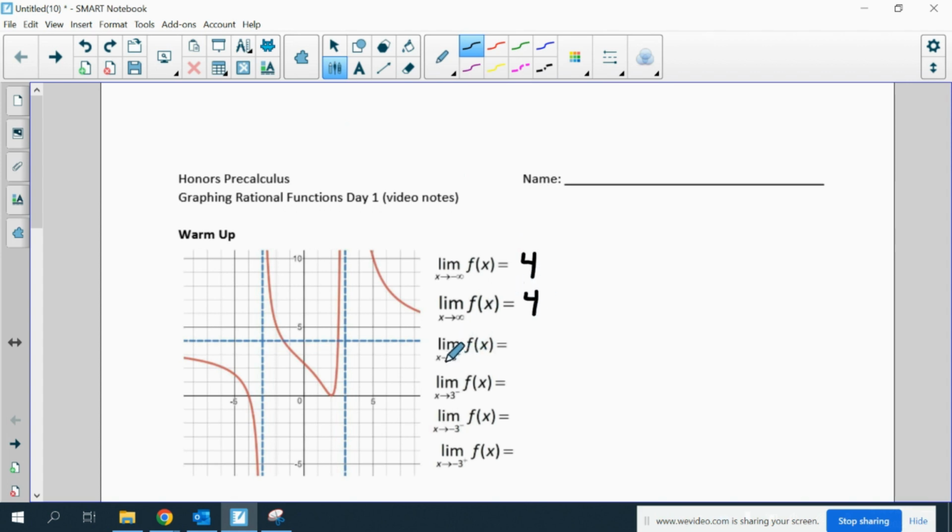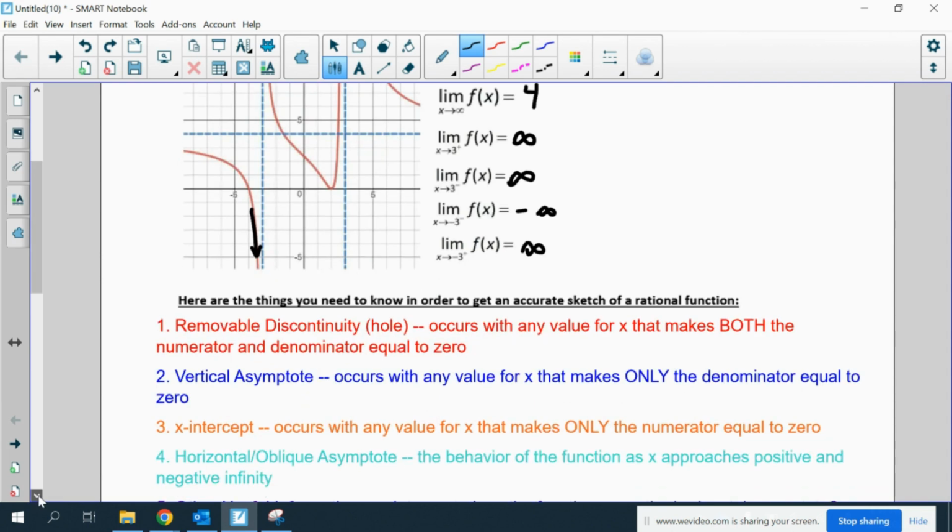The limit of this function as x approaches 3 from the right is going to be positive infinity. The limit of this function as x approaches 3 from the left will also be positive infinity. The limit of f of x as x approaches negative 3 from the left would be from this way, from the left, so that's going to be negative infinity. Then as x approaches negative 3 from the right, the function is going up to infinity. So that's just a reminder of that stuff.